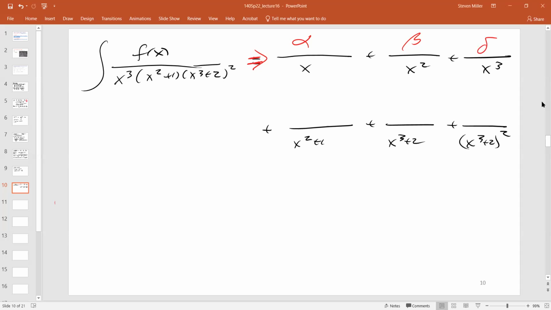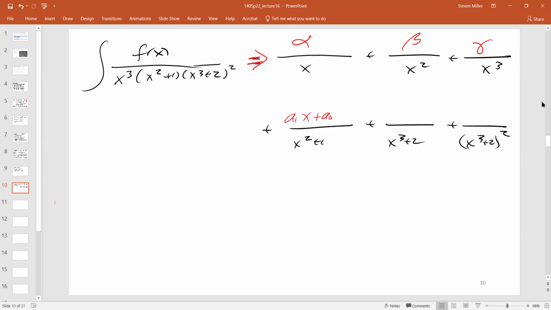And now what comes next? So next we're going to have, I'm sorry, it's gamma, but I wrote delta. So now things become more interesting. X squared plus 1, what is that going to be? What degree will that be? 1. So I'll write it maybe as A1x plus A0.